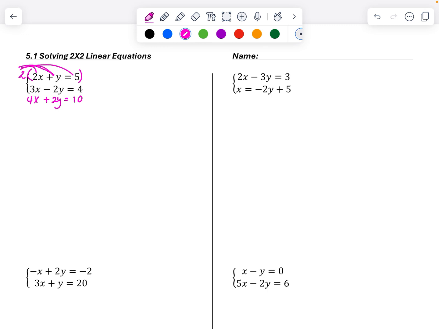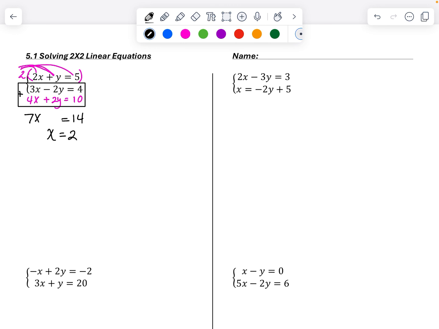So now, if I look at these two equations, if I were to combine them, then I would have 7x's. But the y's would cancel each other out because negative 2y plus 2y is 0. And 4 and 10 are 14. So x would equal 2.